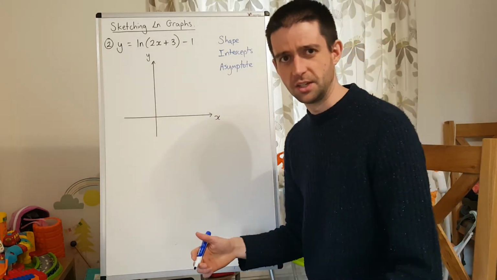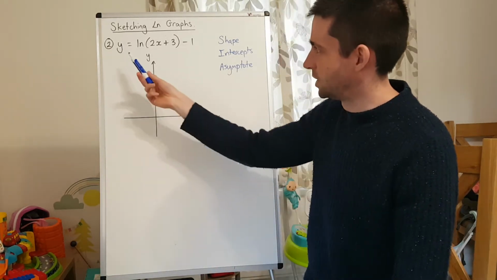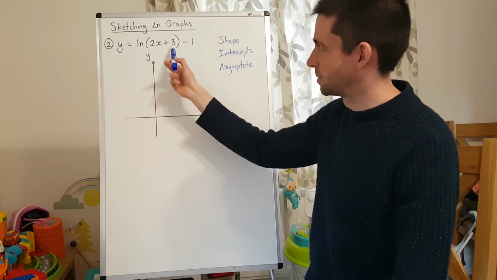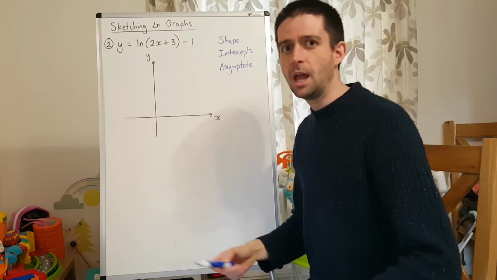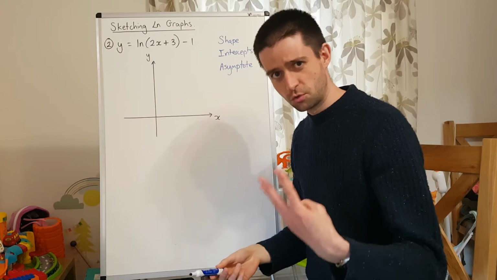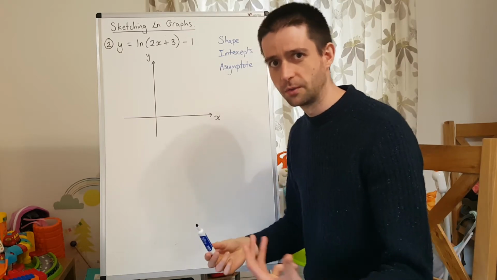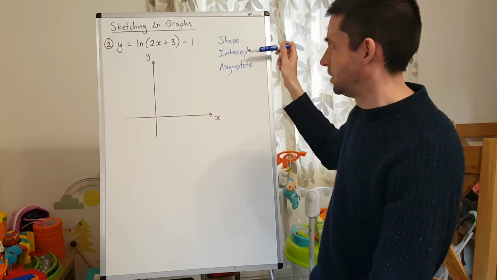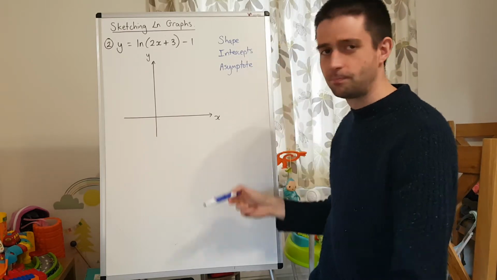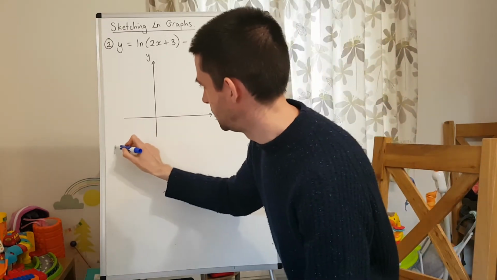I'm about to go through the second example, which is the equation y equals ln(2x + 3) minus 1. And we're now happy with the idea that there are three things we've got to get right to sketch this graph correctly: the shape, intercepts, and the asymptote. So I'm going to start here with the asymptote.